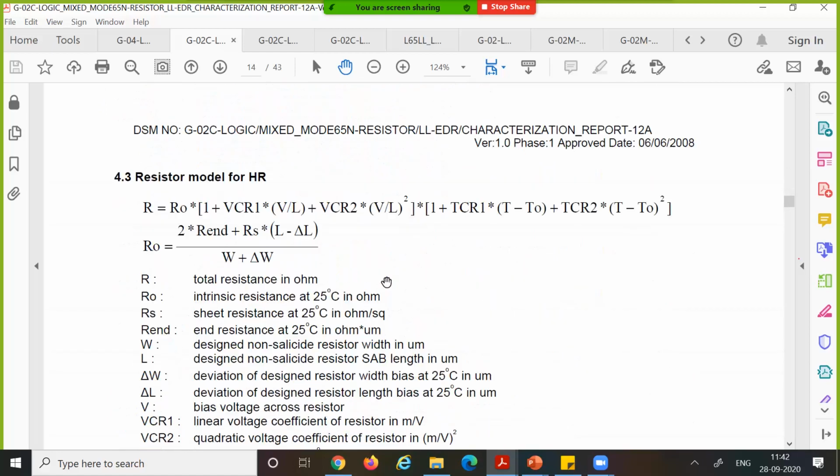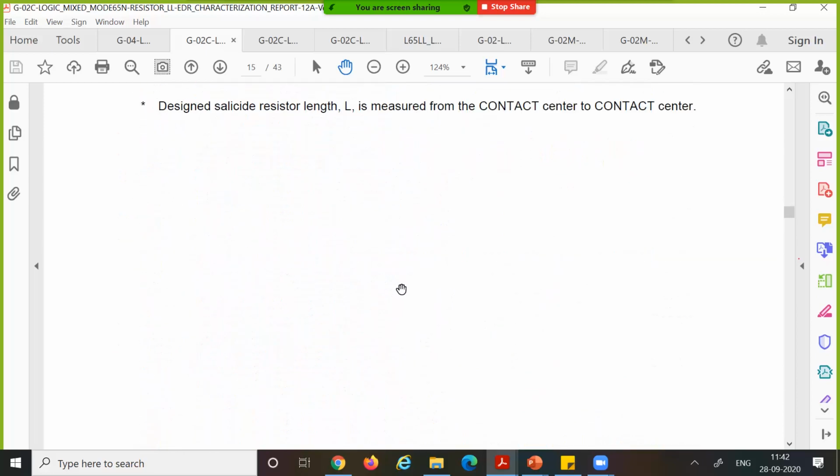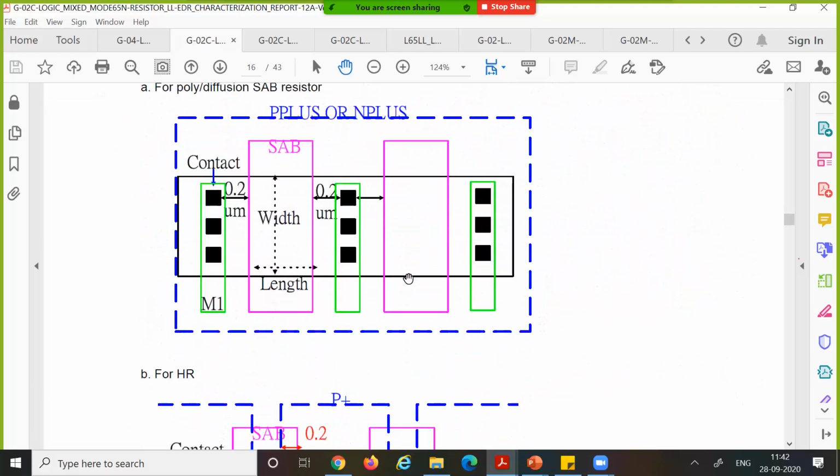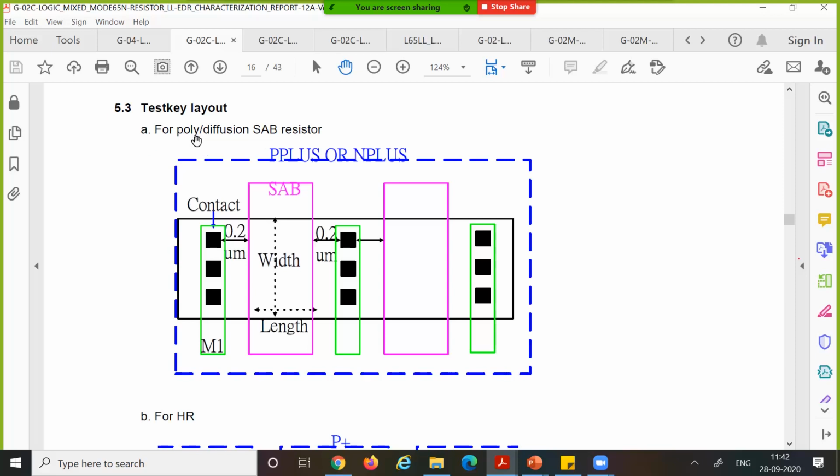All right, let me go to their plots. Now this is a poly or a diffusion salicided resistor, I think, whatever it is. Now what is the R end? This is the width of the resistor, this is the length. At the end of it, you basically have to have contacts, whether you do it in poly or in diffusion. Typically, you may not have a single contact. As I mentioned earlier, you will have multiple contacts, and those contacts connect to the metal one layer.